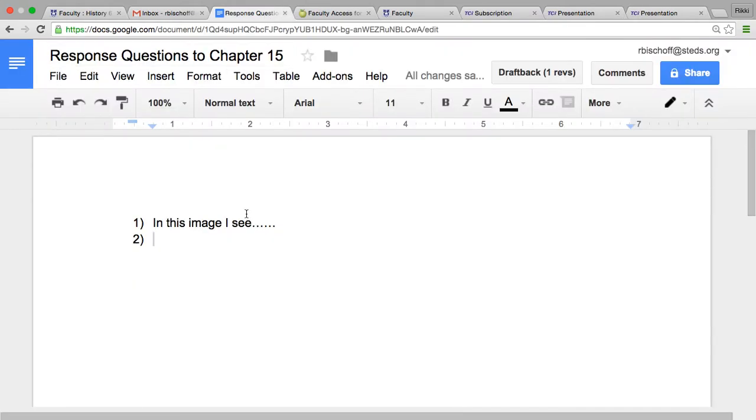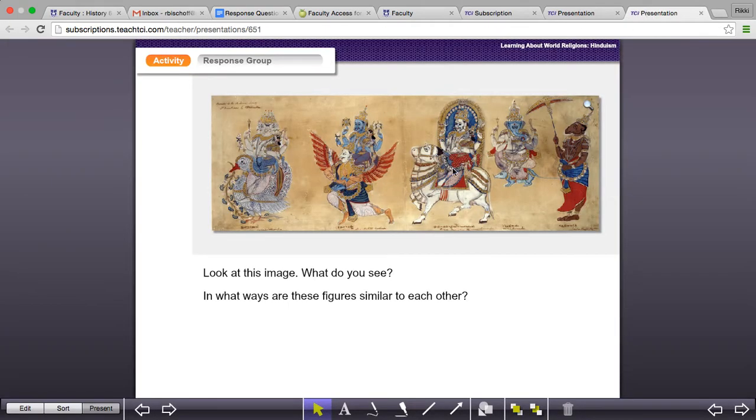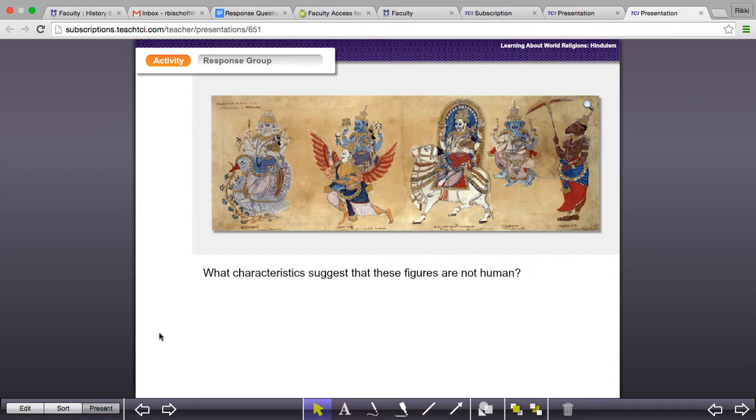You go back to your Google Doc. These images are similar to each other because, and whatever you want to say there. How are they different? Go back to your Google Doc. You're telling me how they are different. What characteristics suggest that these figures are not human? Same thing. What do you think these figures represent? This image illustrates Hindu beliefs about gods or deities.